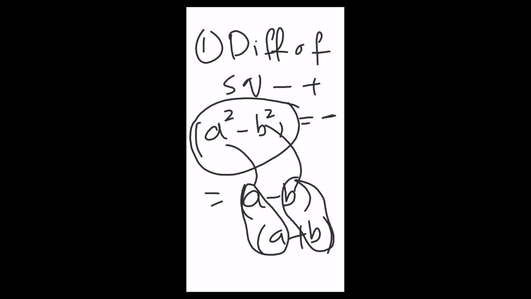We can directly say that if we know the pattern of plus minus, minus plus, and plus plus and so on, we can easily say that minus plus would be minus, and a would be a square and b would be b square.